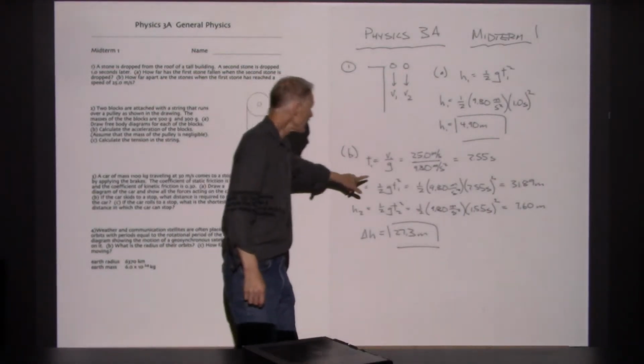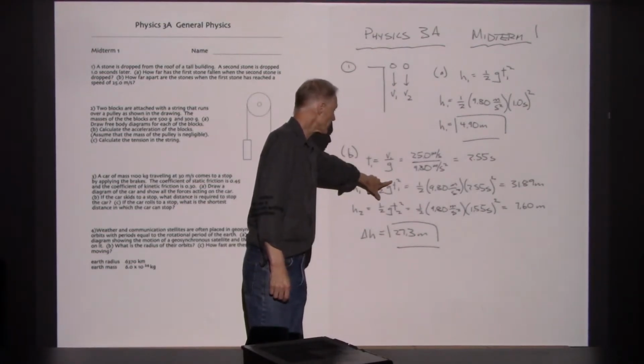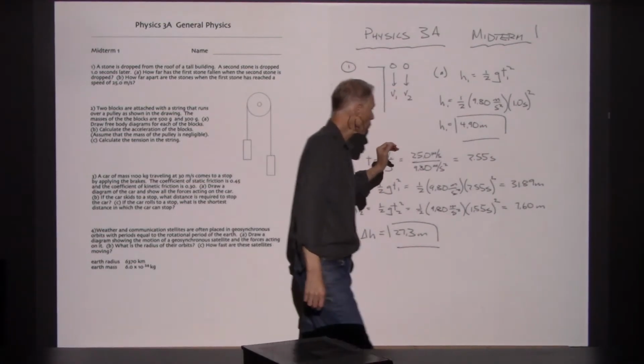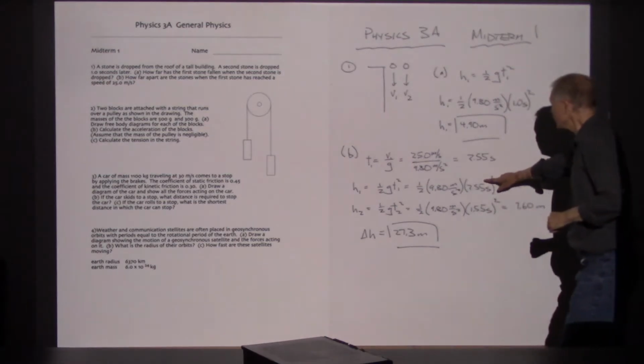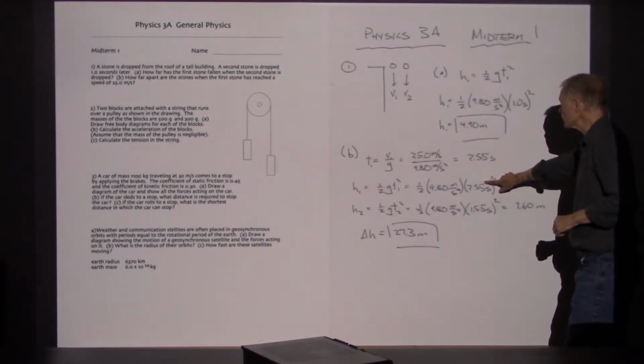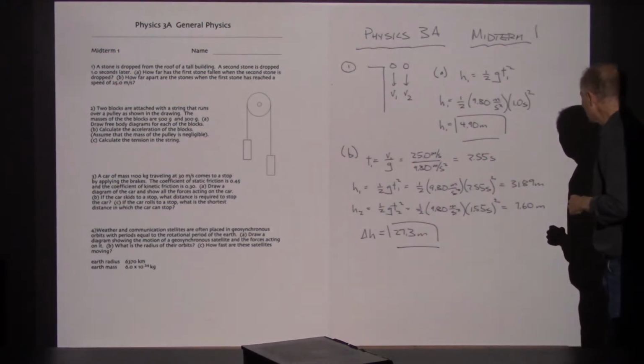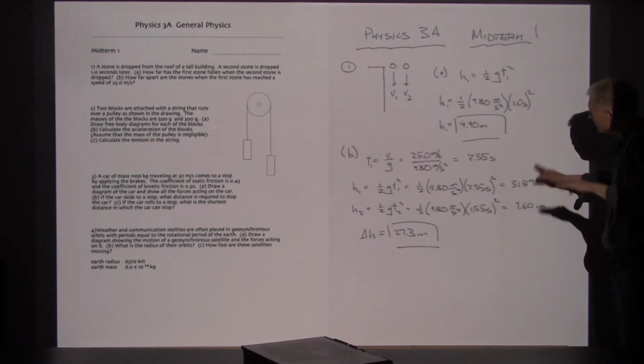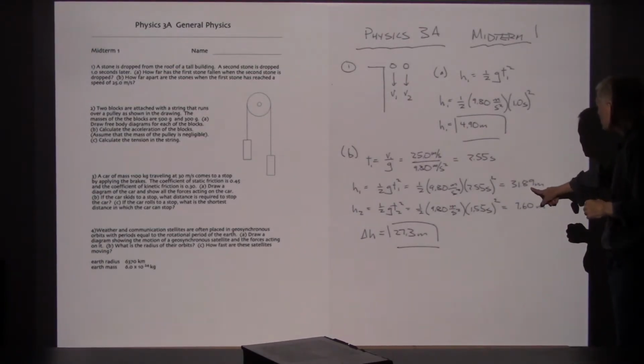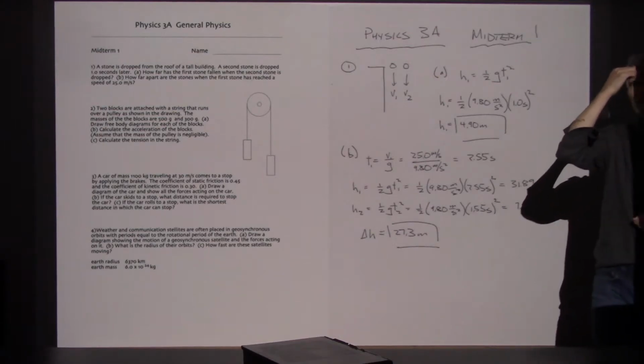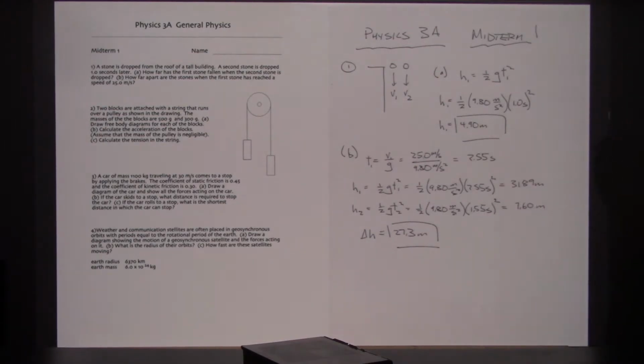Now I'm writing down 1/2 g t squared for each of these. Now for stone 1, it's been falling for 2.55 seconds. I'm putting that into the equation, and it says it will have dropped, I probably kept more sig figs than I needed, 31.9 meters. Okay, so it's dropped a good distance at this point, and it's been falling for a little over 2.5 seconds.